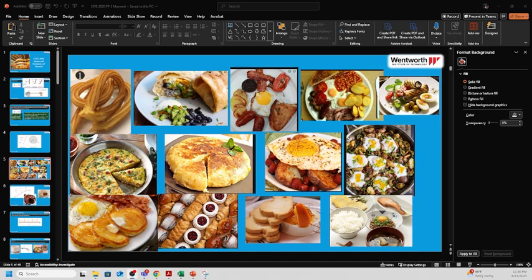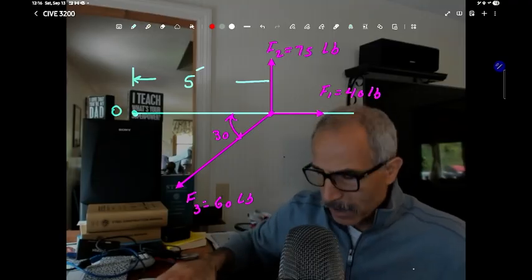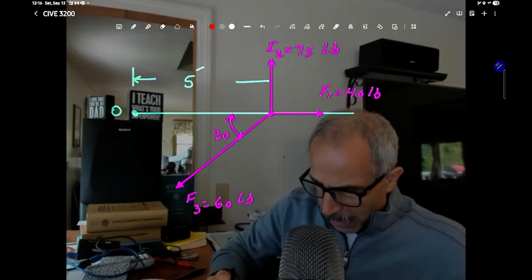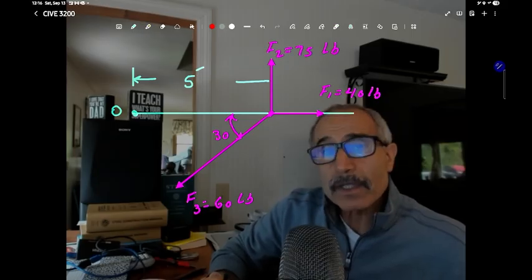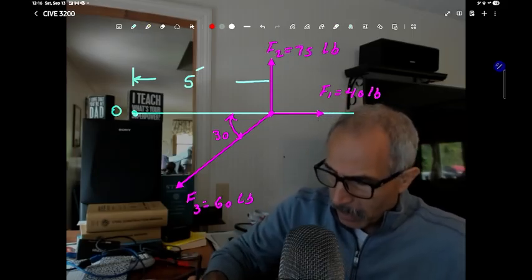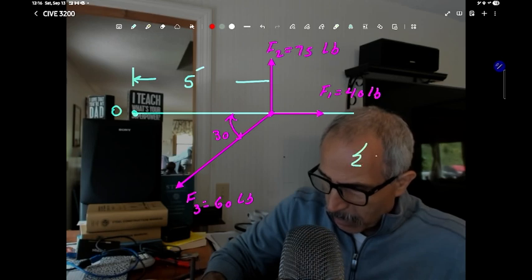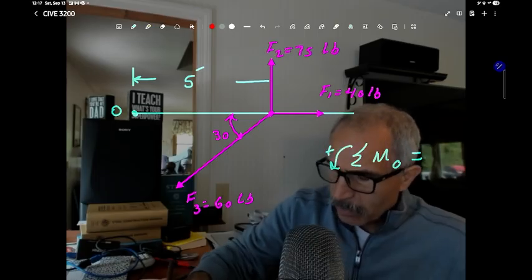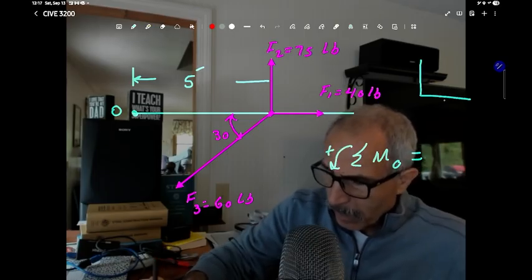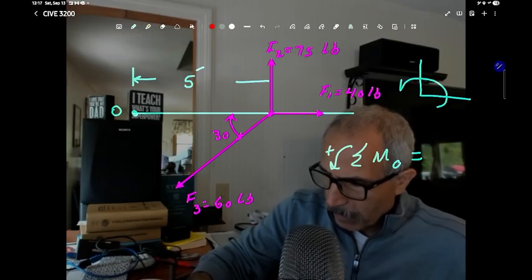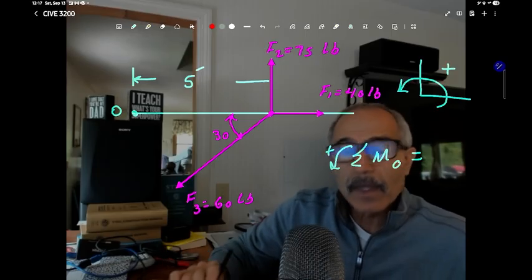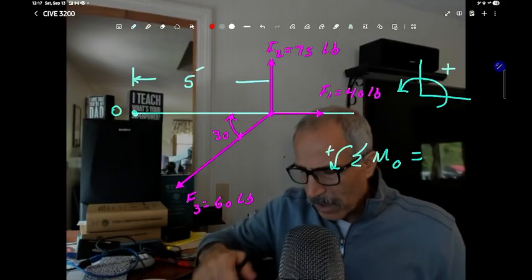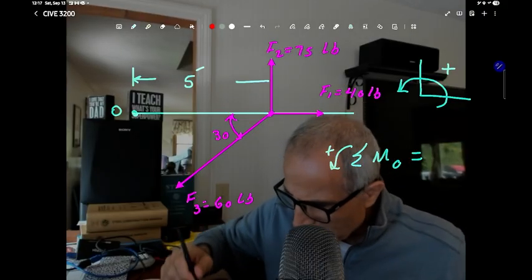Let me shut this off. So let's take a look at this example right here. We have these three forces, and we're going to take a moment about point O. So let's take a summation of moments about O and see what comes out. We're going to say counterclockwise is positive. Actually, let's go to a bigger screen. This is too small. Let me change the screen right here.